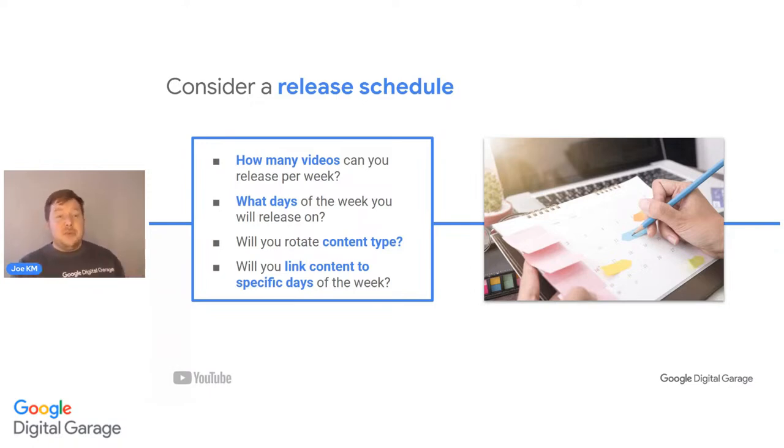So write down these questions. How many videos per week? What days of the week? Will you rotate content types? And link the content to specific days of the week so that people can get that structure.